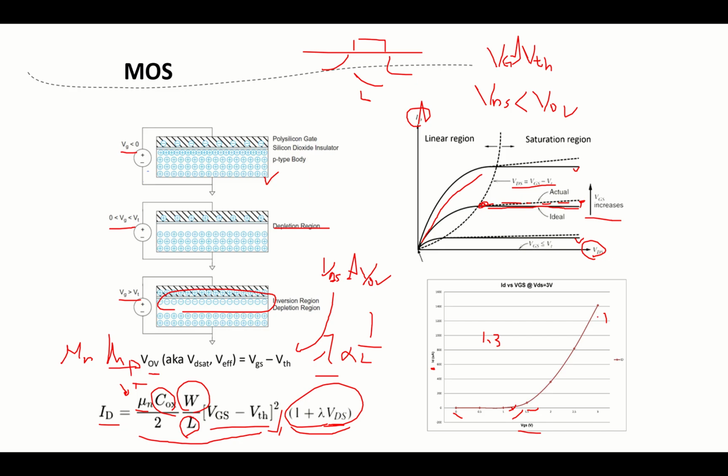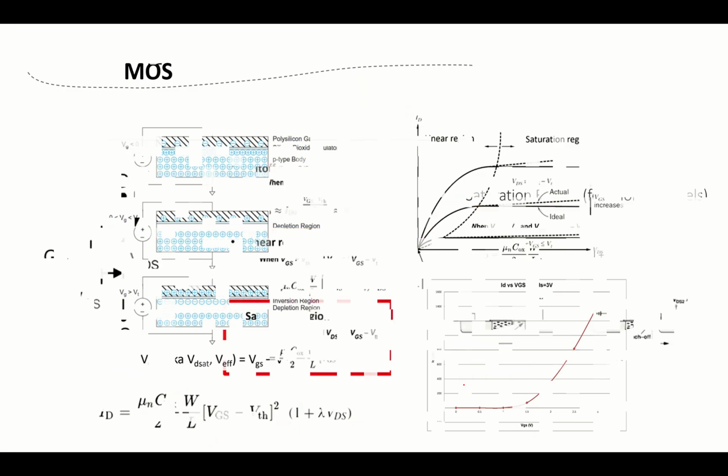Then we know that VGS is 3, so it's larger than 1.3. So it is either in linear or in cutoff. Here, if we assume VDS is 3, and V overdrive will be VGS, 3, minus VTH. So VDS is larger than that, so we know that it's in the saturation region. So that's the basics for the MOS.